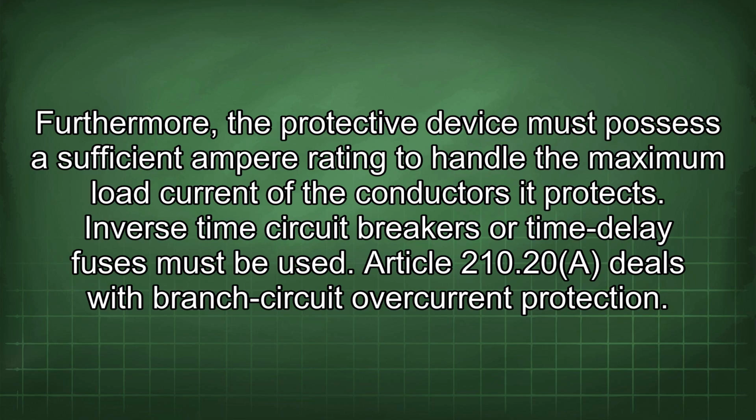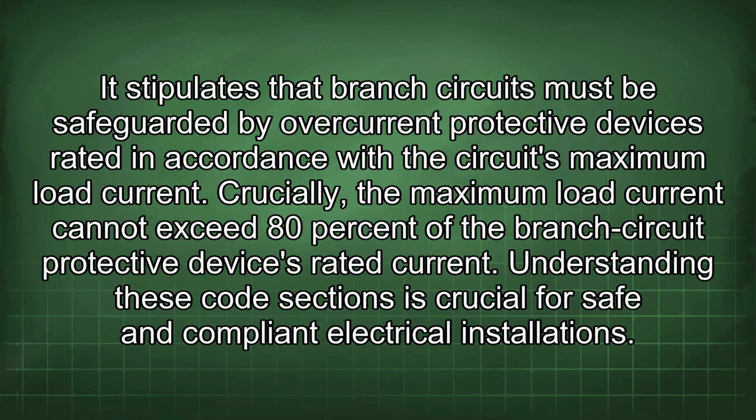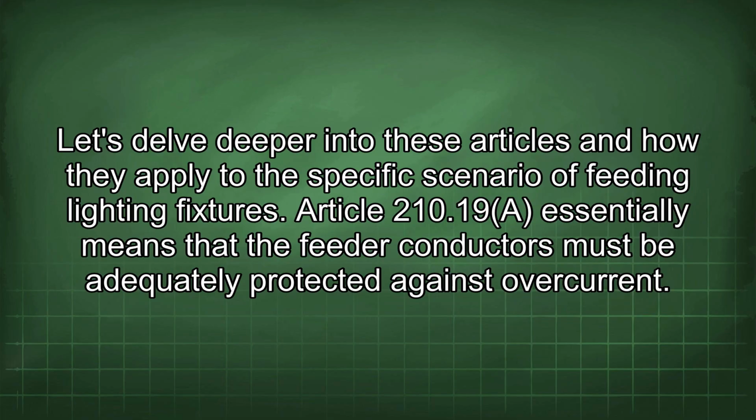Article 210.20 deals with branch circuit overcurrent protection. It stipulates that branch circuits must be safeguarded by overcurrent protective devices rated in accordance with the circuit's maximum load current. Crucially, the maximum load current cannot exceed 80% of the branch circuit protective device's rated current. Understanding these code sections is crucial for safe and compliant electrical installations. Let's delve deeper into these articles and how they apply to the specific scenario of feeding lighting fixtures.